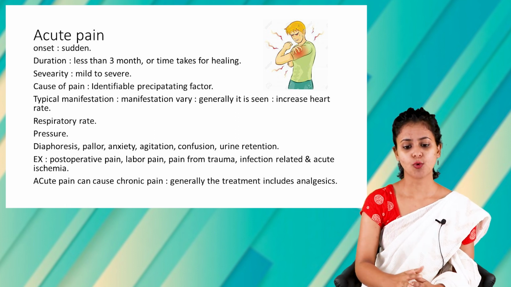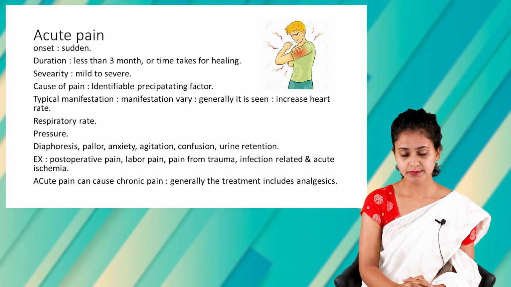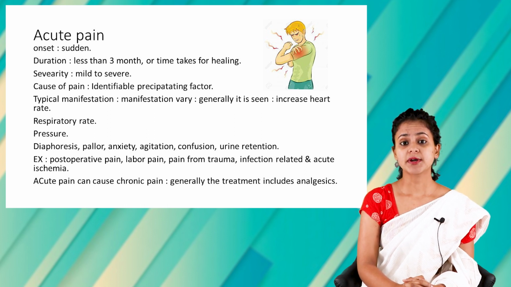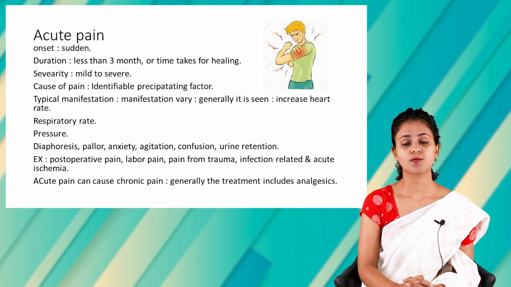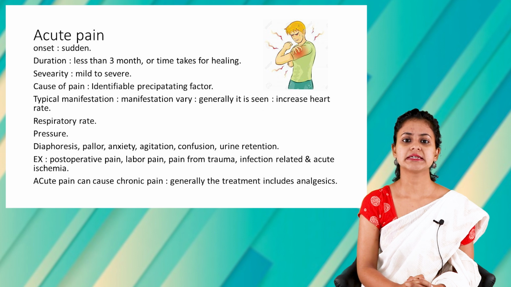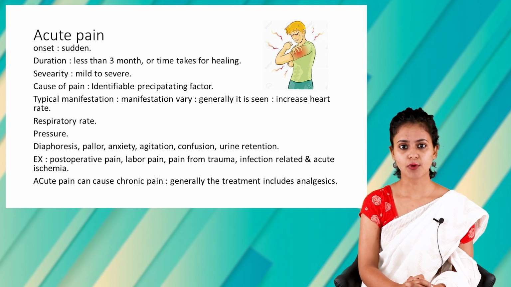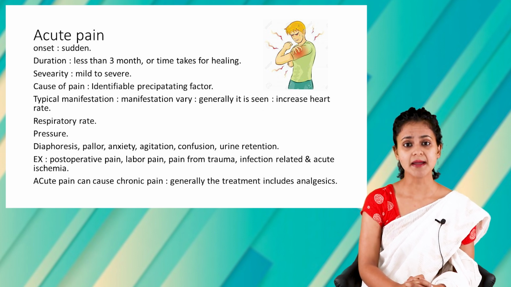There will be pallor over the skin. The person will also have agitation. If it is severe enough, the person can even go into confusion. There can also be urinary retention sometimes for the client with acute pain. So these are all the changes that occur for a patient, and these are the symptoms often present for a client who is suffering from acute pain.